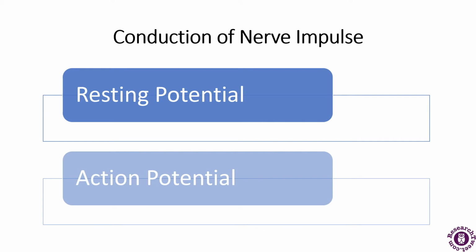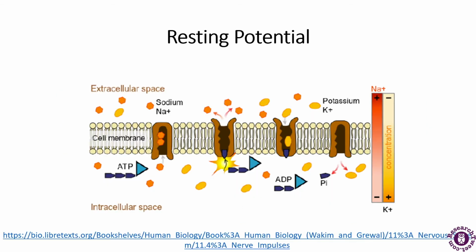Now, the conduction of the nerve impulse occurs in two steps: the resting potential and the action potential. This is a diagrammatic representation of the resting potential. What is this figure showing you? This figure shows the sodium potassium pump, which is maintaining the resting potential of a neuron. There is more negative charge inside than outside the cell membrane.